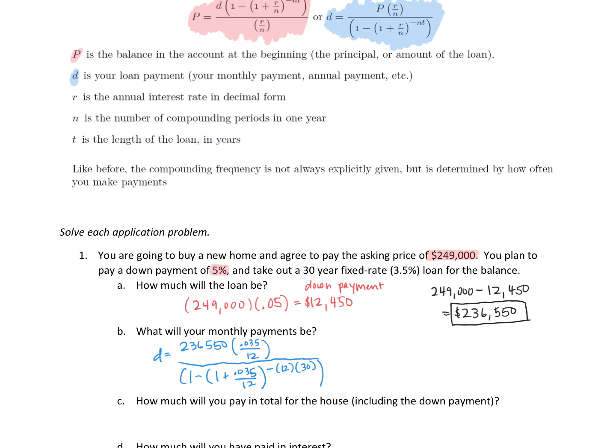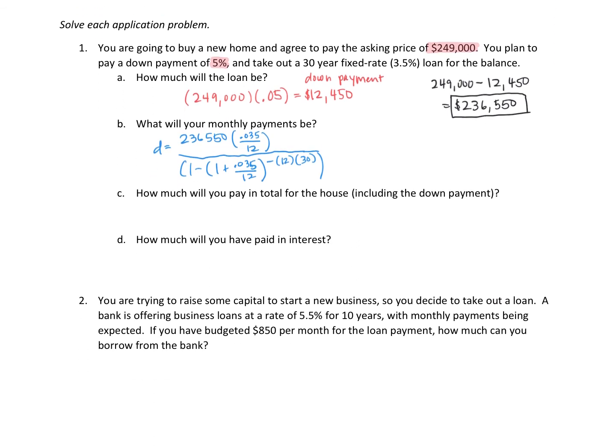Again, if you're going to plug this in your calculator, you really want to make sure that you put parentheses around the entire numerator and put these parentheses around the entire denominator, just to make sure that there's no error when you type it in. So once I put that in my calculator, I got $1,062.22. So that would be my monthly payment for this house, assuming I put that 5% down payment down.